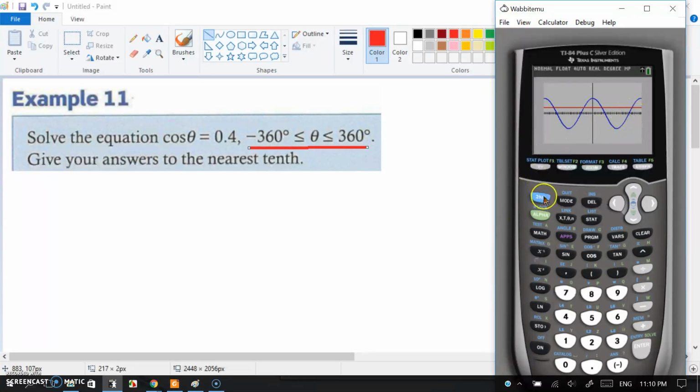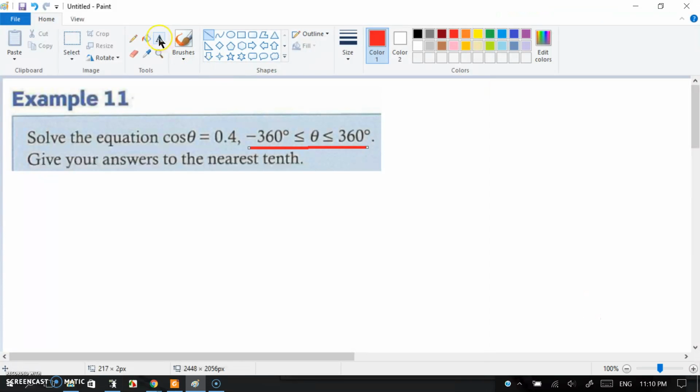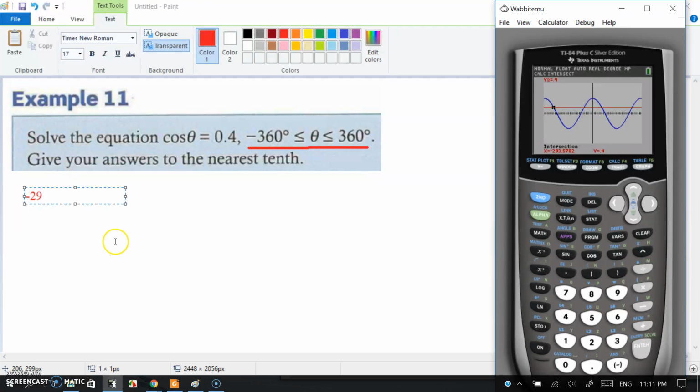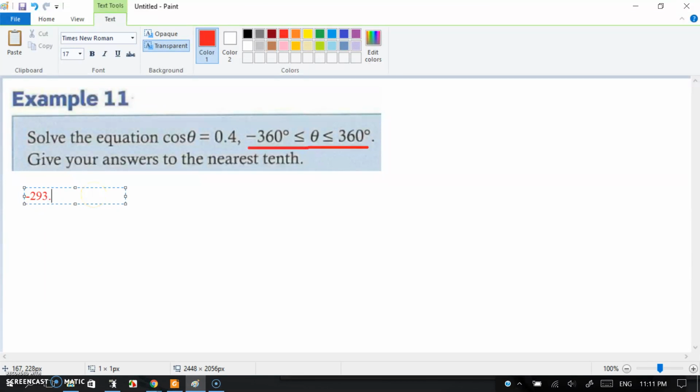All we have to do now is second calc, and then we look for the intersection. The first curve is the blue one, that's correct, and the second curve is the red one, so that's good. They want a guess value, so I'm going to bring it somewhat close. The first intersection is when my angle is negative 293.6 degrees.